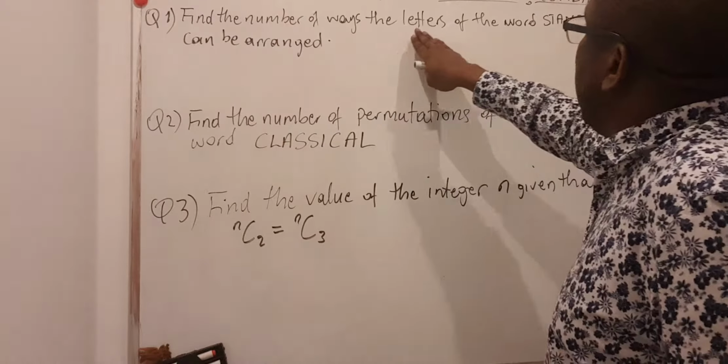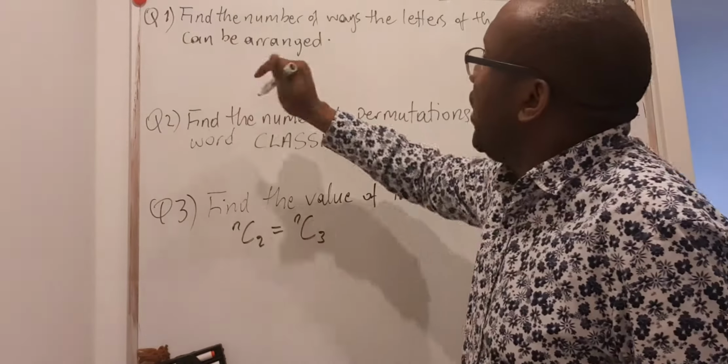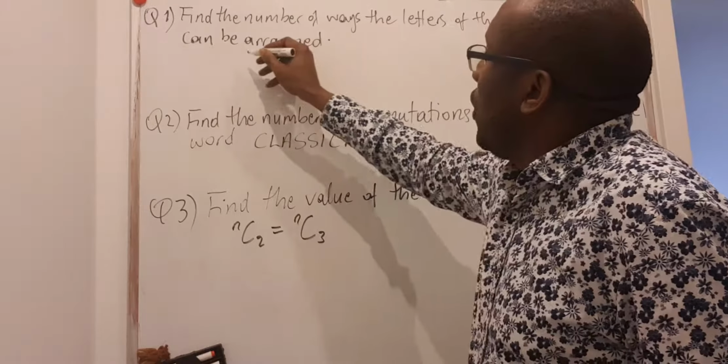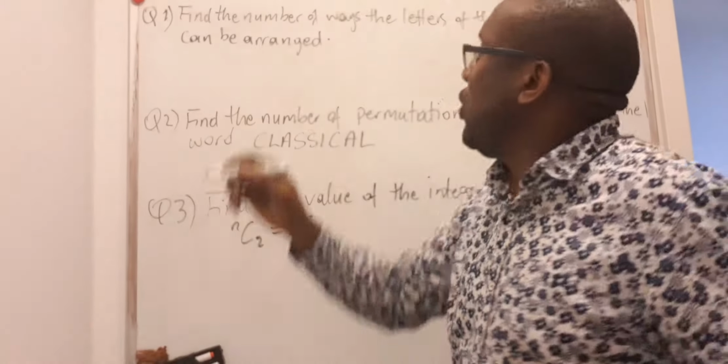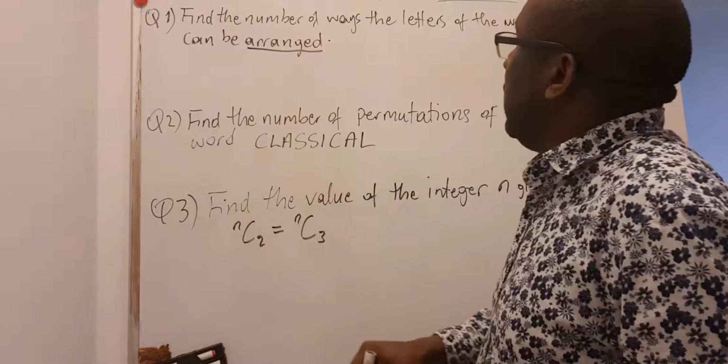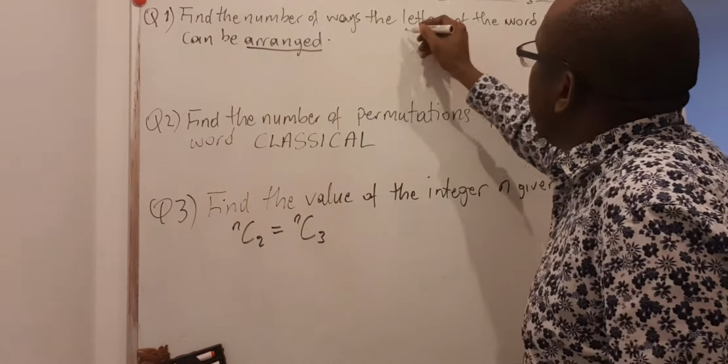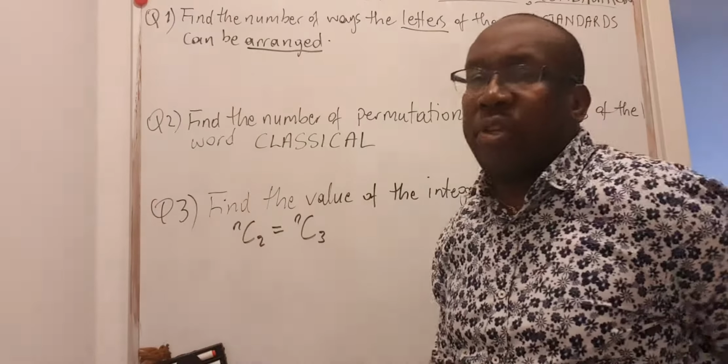Find the number of ways the letters of the word standards can be arranged. So we see arrange. When you see arrange, it means it has to do with permutation. So this is the key word here. I talk about the letter arrangements. So this is about permutation.